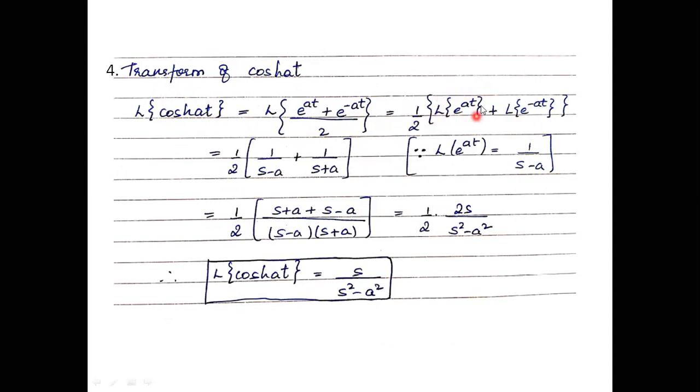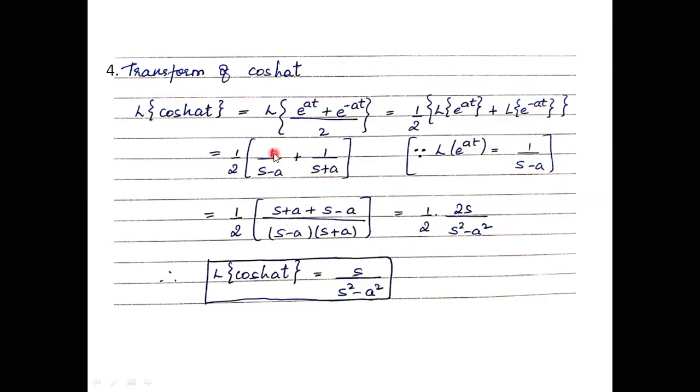I know what is Laplace transform of e power at. That is 1 by s minus a. And Laplace transform of e power minus at: see here, in place of a, I am having minus a. So when I replace this a by minus a, I'll be having s plus a. So I've written the same here, 1 by s plus a, for this Laplace transform of e power minus at.